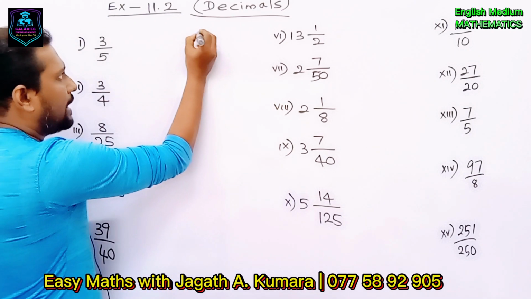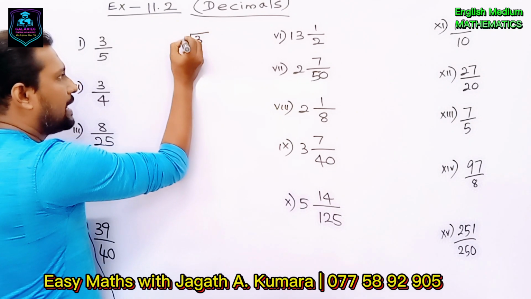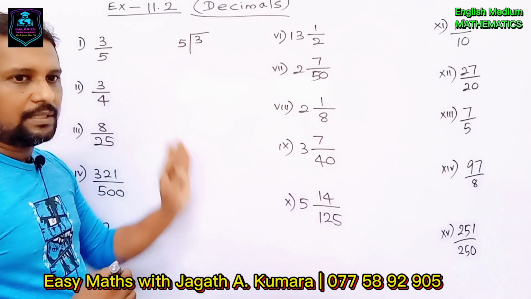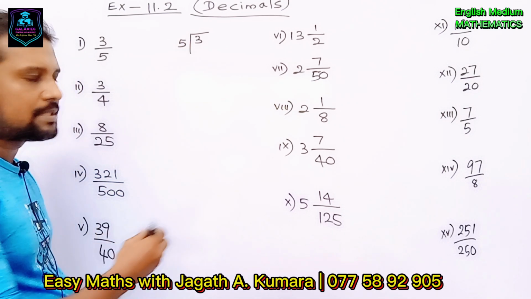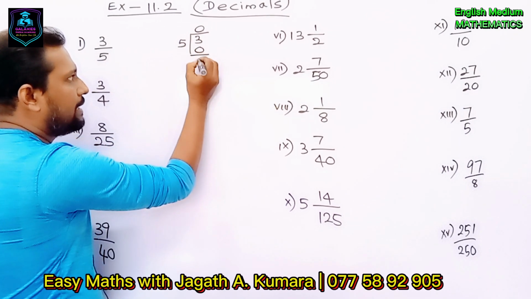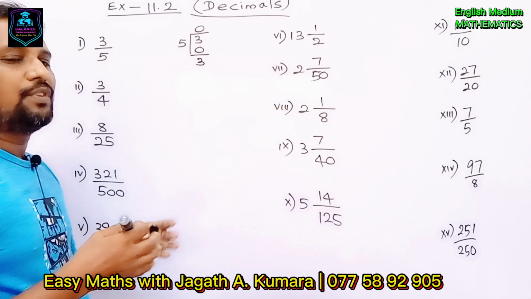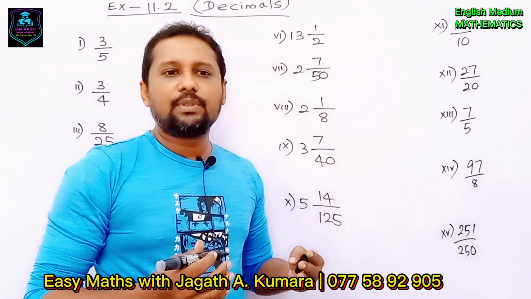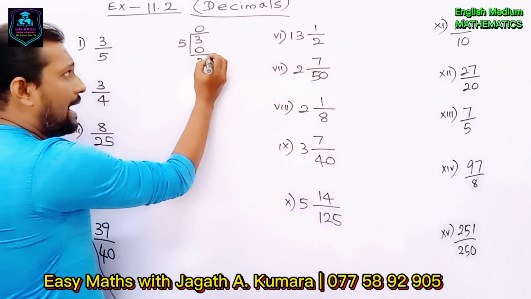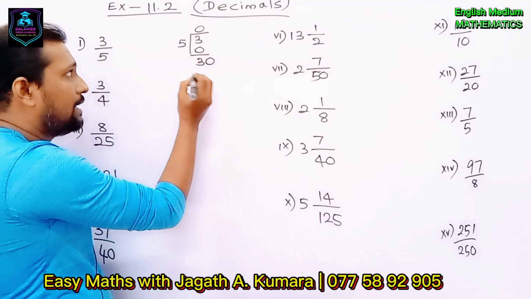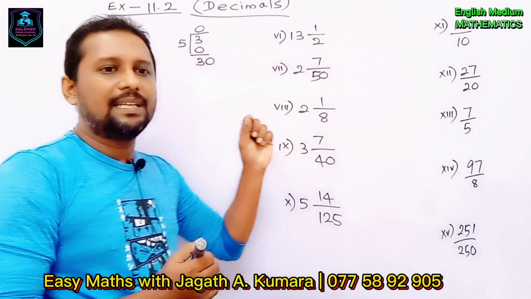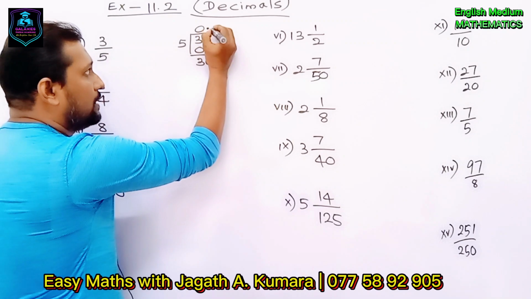Now look at the long division method. We can divide 3 by 5. How many 5s for 3? There are no 5s, so 0. 0 times 5, 0. Remaining 3. But further you have to divide until you receive the remainder 0. So you can put an additional 0 here, and when you put the additional 0, you have to keep the decimal point in this position.